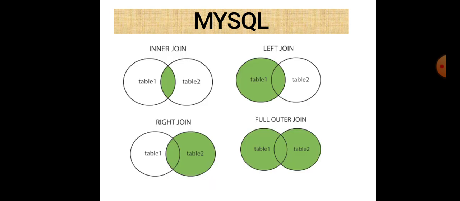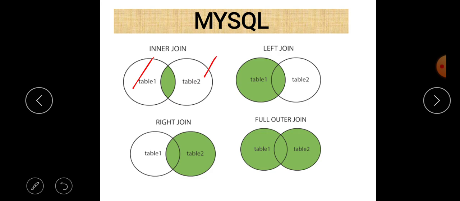This is the example you can easily see here. This is table 1 and table 2. The green area shows the common records that are found in both tables. In left outer join you can see that the left table is completely included, and the area common to both tables is also there. In right outer join, the right table is completely there, and the area common to both tables is also there. And in full outer join, both the tables are there, so it is completely green.